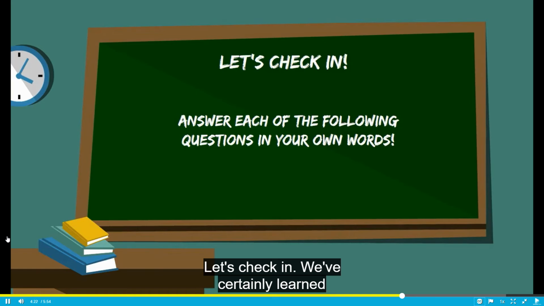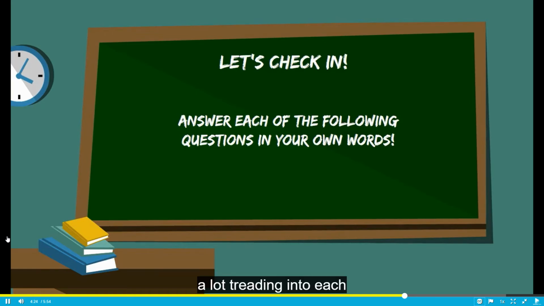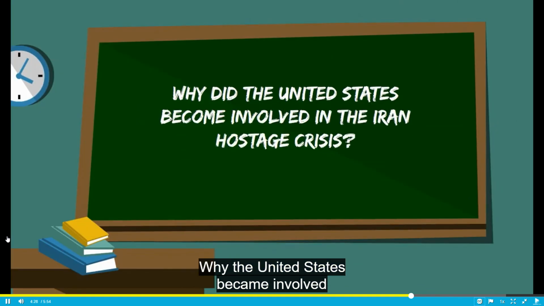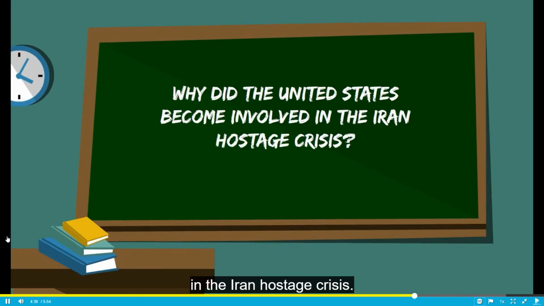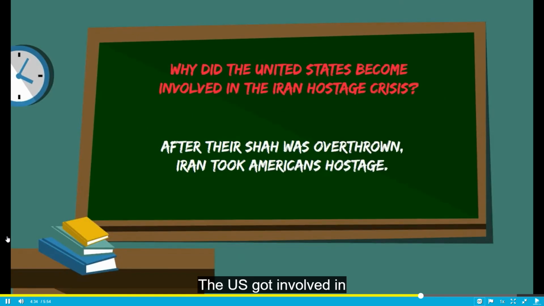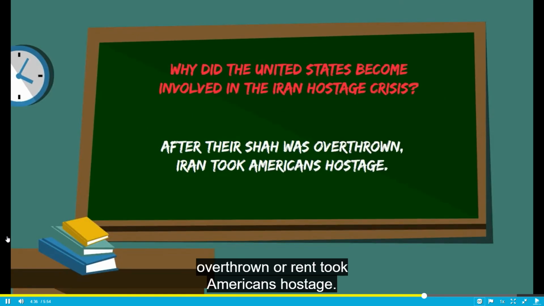Let's check in. We've certainly learned a lot. Try to answer each of the following questions in your own words. Why did the United States become involved in the Iran hostage crisis? The U.S. got involved in this conflict because after the Shah was overthrown, Iran took Americans hostage.